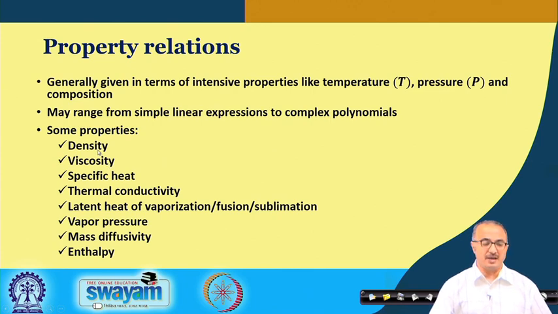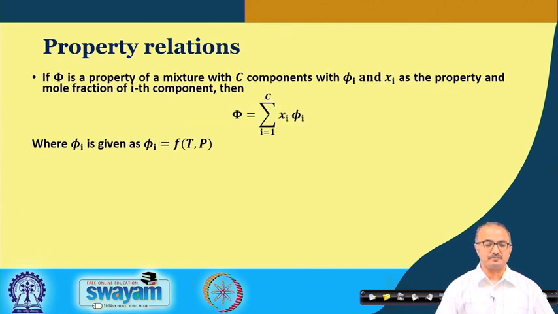So, here we have density, viscosity, specific heat, thermal conductivity, latent heat of vaporization or fusion or sublimation, then vapor pressure, mass diffusivity, enthalpy and so on and so forth. So, all these things are given in terms of some kind of equations.